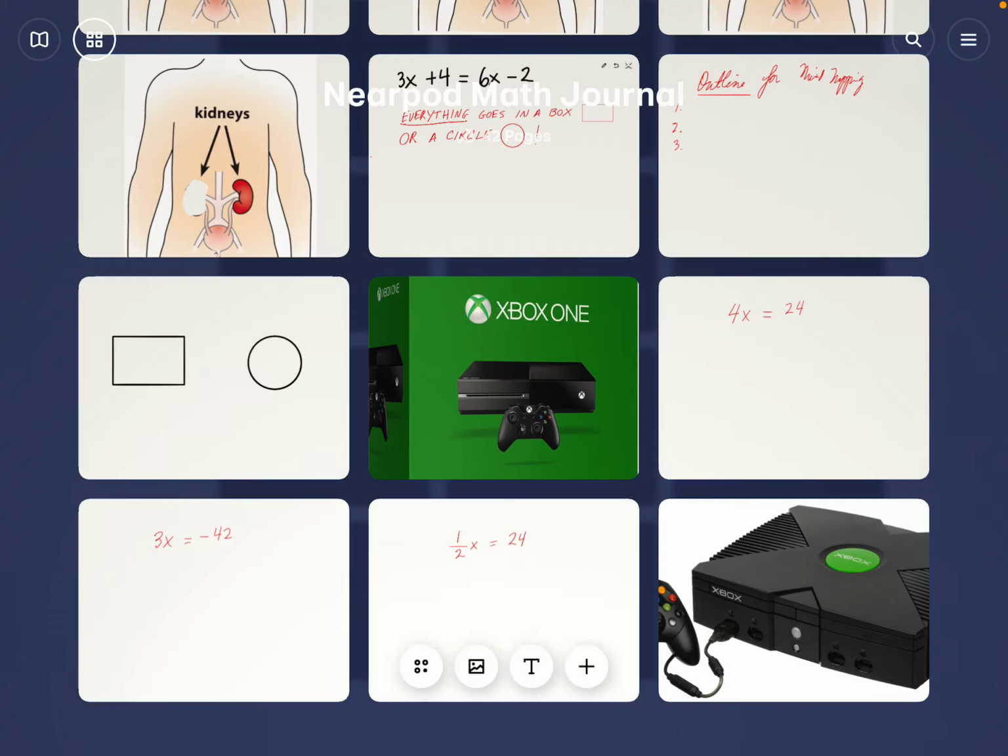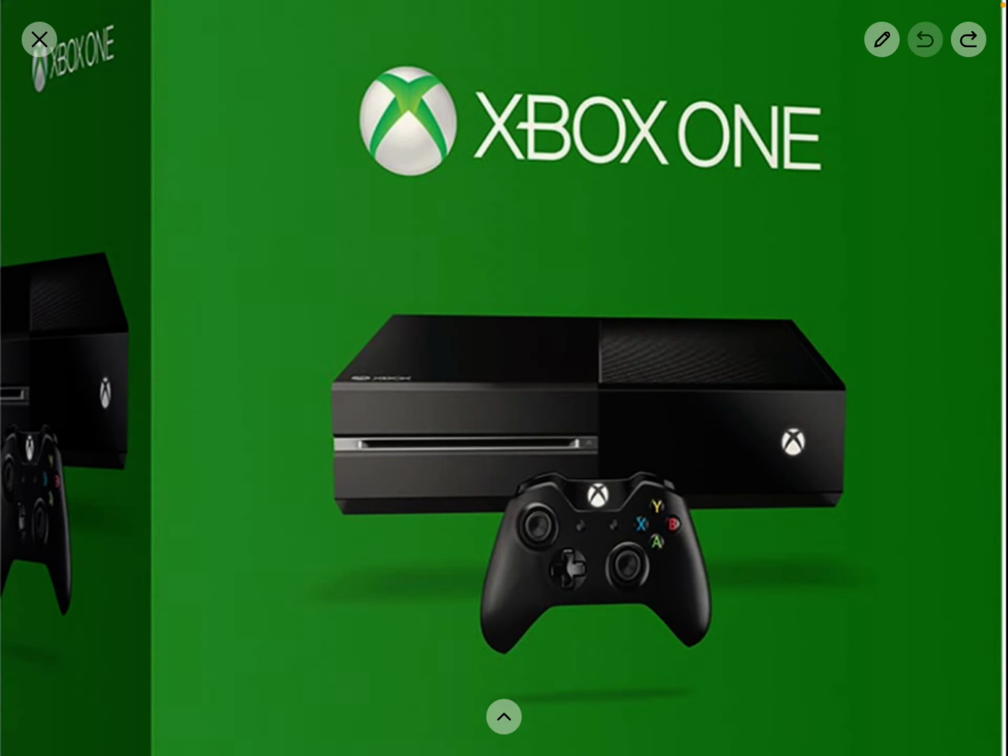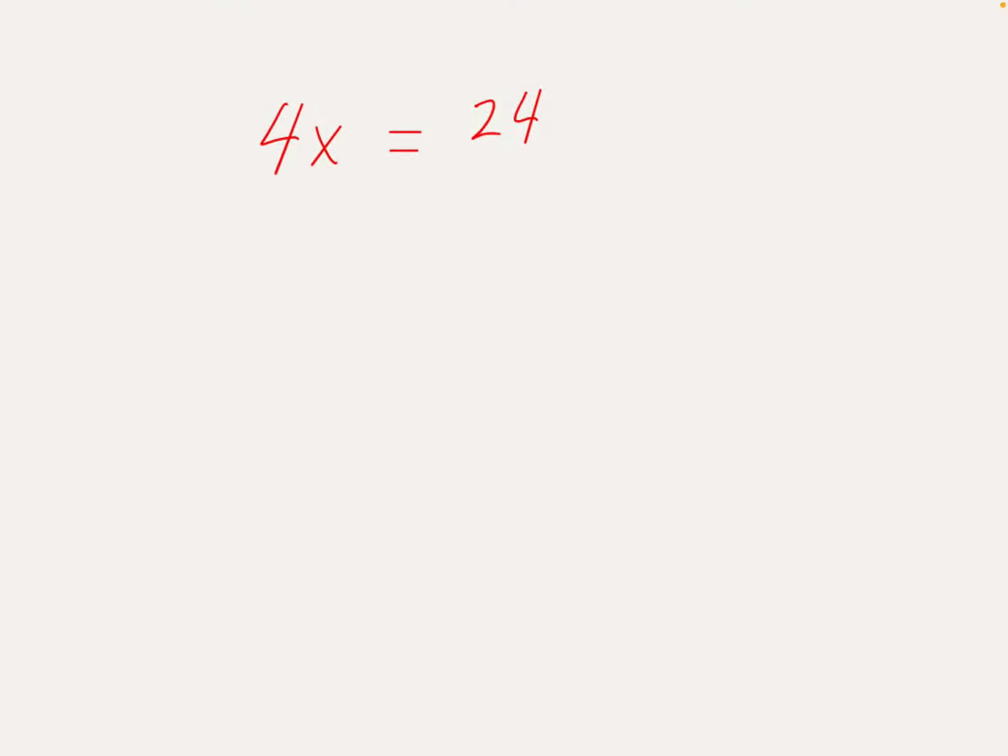Hey, I wanted to show you how to use boxes and circles to solve equations, and I'm going to start with this image. The first image I have is an image of an Xbox player, and the reason that I have that image is that when you're using boxes and circles, everything in the equation should go into a box or circle. So in this case, the 4x is going to go into a box. That's why it's called the X box. That's why I use that image. If it doesn't have an X, it goes into a circle.